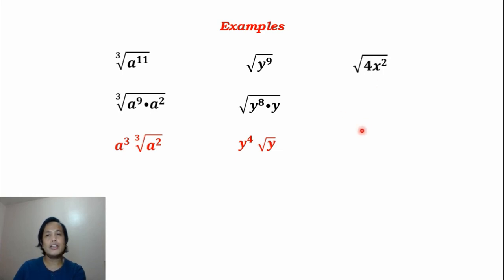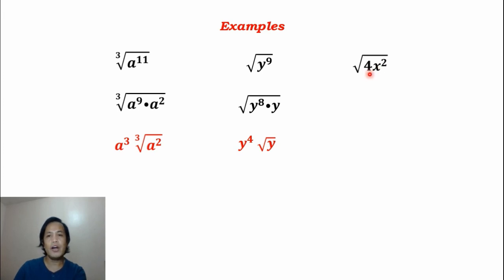Let's proceed to another example. For example, we are given the square root of 4x squared. As you have observed, 4 is a perfect square, and x squared, we have here the 2, which is divisible by the index 2, so therefore this is a perfect square.